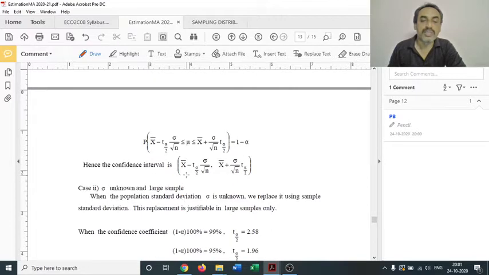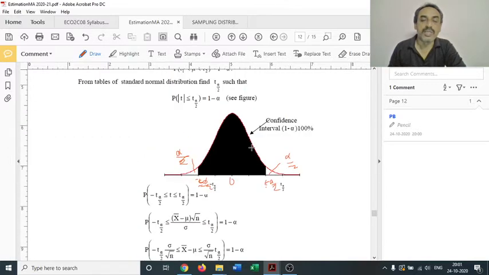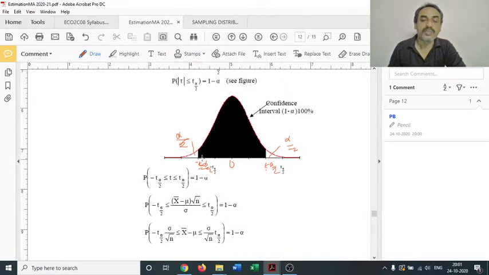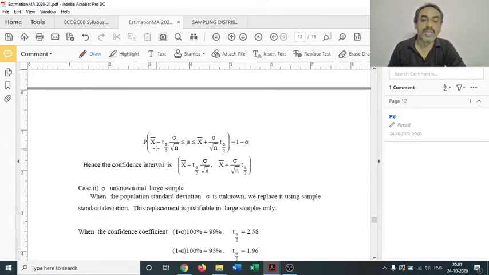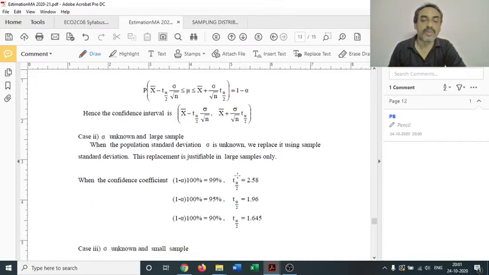Thus, the confidence interval is x bar minus t alpha by 2 sigma by root n, and x bar plus t alpha by 2 sigma by root n. So these are the lower and upper limits within which this mu will belong, which means that mu within these two limits has a probability 1 minus alpha, which means that the degree of confidence 1 minus alpha has been satisfied by the limits x bar minus t alpha by 2 sigma by root n and x bar plus t alpha by 2 sigma by root n.